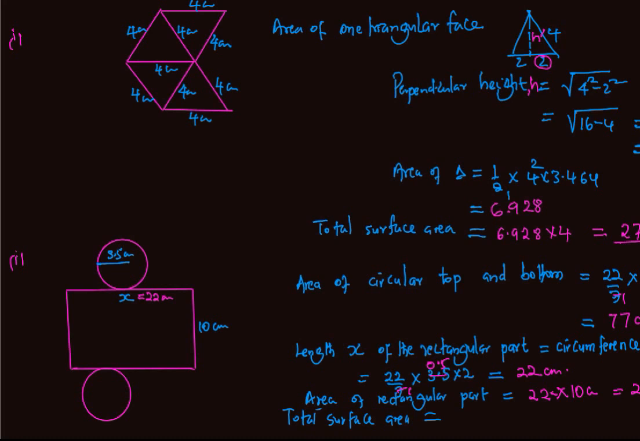So the total surface area of the cylinder will be the area of the circular parts, which is 77 square centimeters, plus the area of the rectangular part, which is 220 square centimeters, and that gives us 297 square centimeters. So that is how we can get the surface area of given solids from their nets.